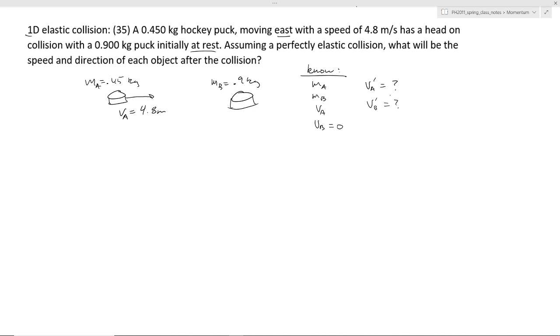A clarification: you might wonder, how do we know that this is in one dimension? Consider that the initial momentum is only in one direction. So in order to conserve momentum, the final momentum has to be only in one direction as well. That's how we know it's constrained.